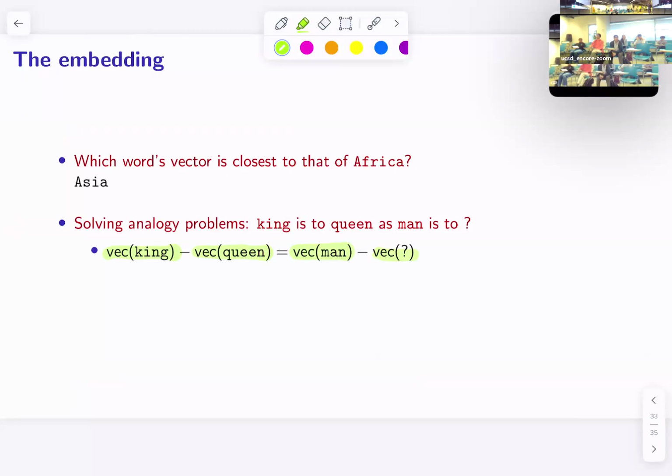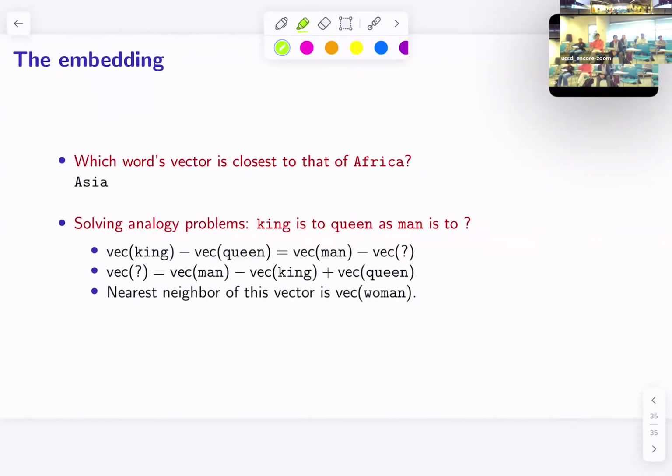And so now we know the vector for king, we know the vector for queen, we know the vector for man. So we just solve for this, we get some 300-dimensional vector. It doesn't correspond exactly to some word, but we look at its nearest neighbor, the nearest word to it. And sure enough, it turns out to be one. Okay, and so it actually works for analogy problems like this. So yeah, you just write out the equation like this and then you use the nearest neighbor.